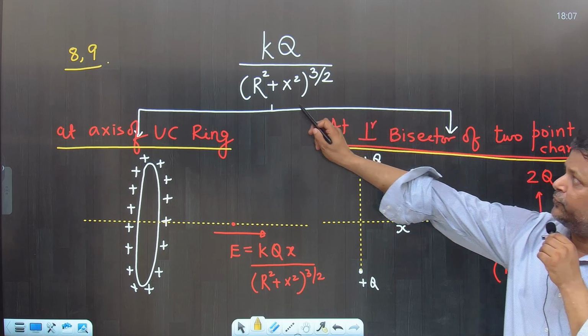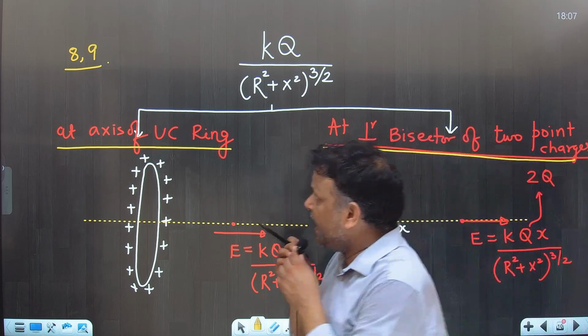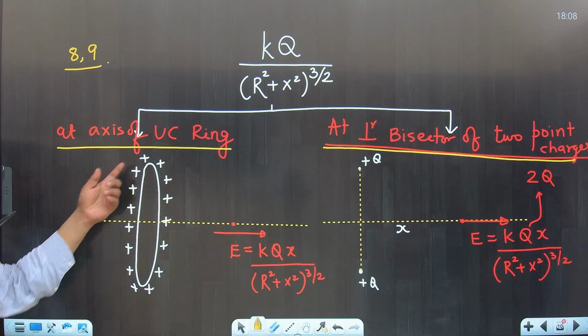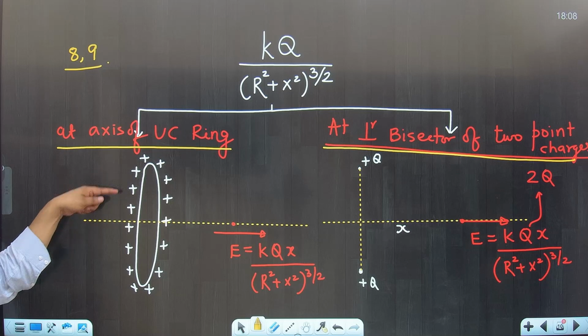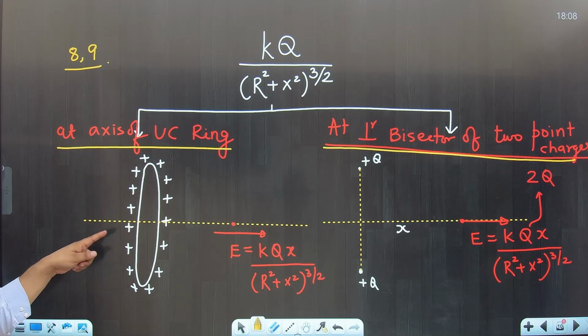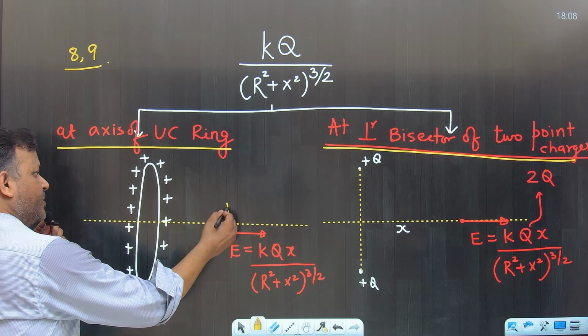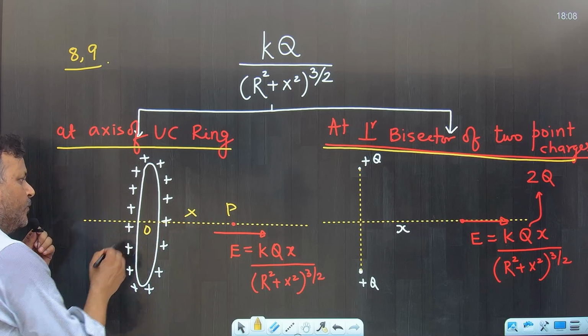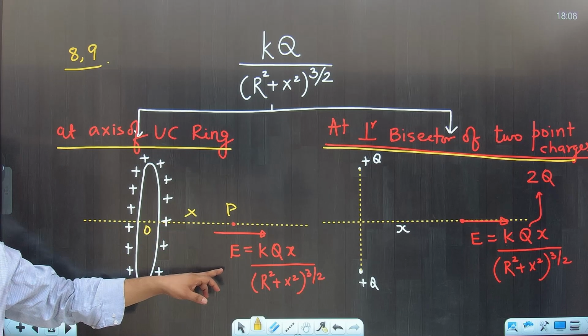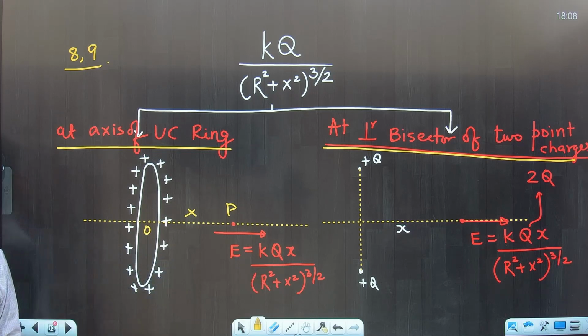kq by (r square plus x square) to the power 3 by 2 is very important for two things. First, at the axis of a uniformly charged ring. This is a ring, it is uniformly charged. You have to find the electric field at the axis, at point P, which is at distance x from its center O. So you will get the formula E is equal to kqx by (r square plus x square) to the power 3 by 2.